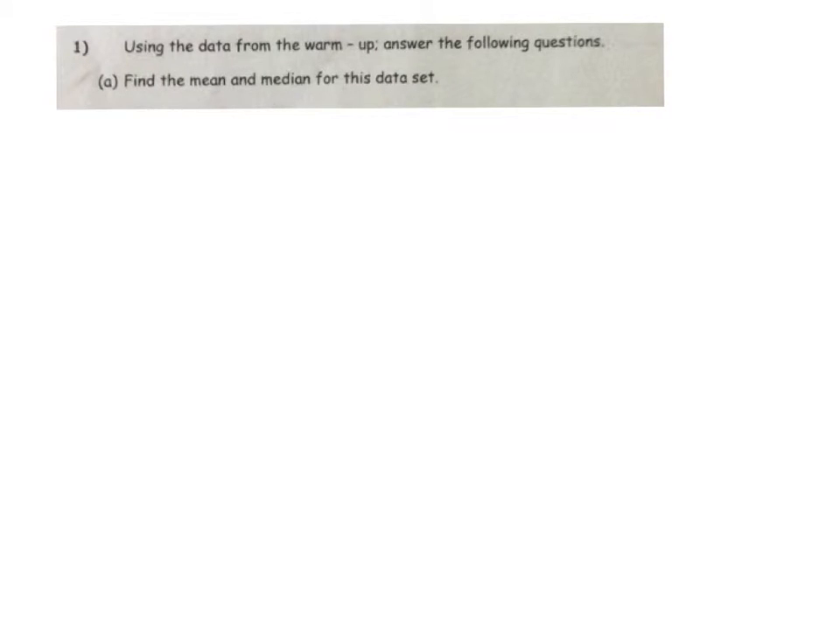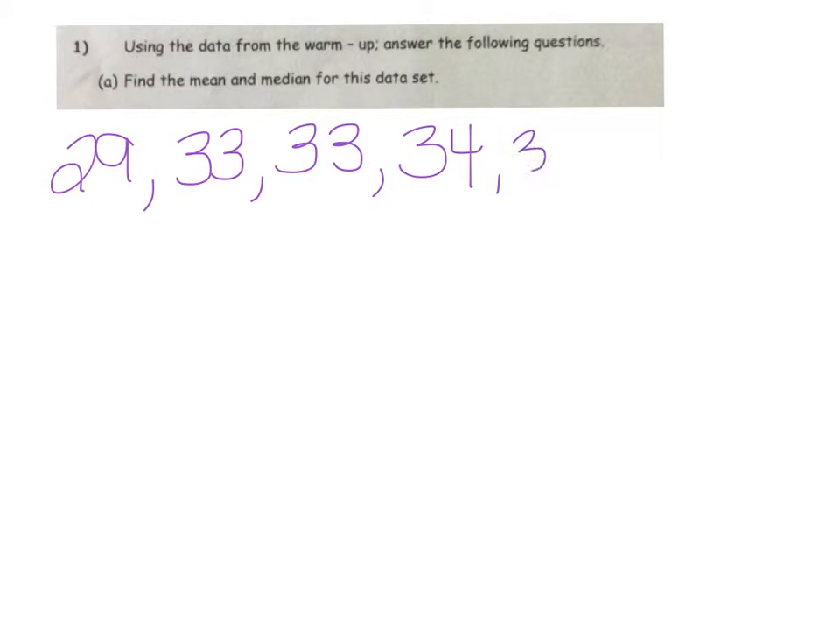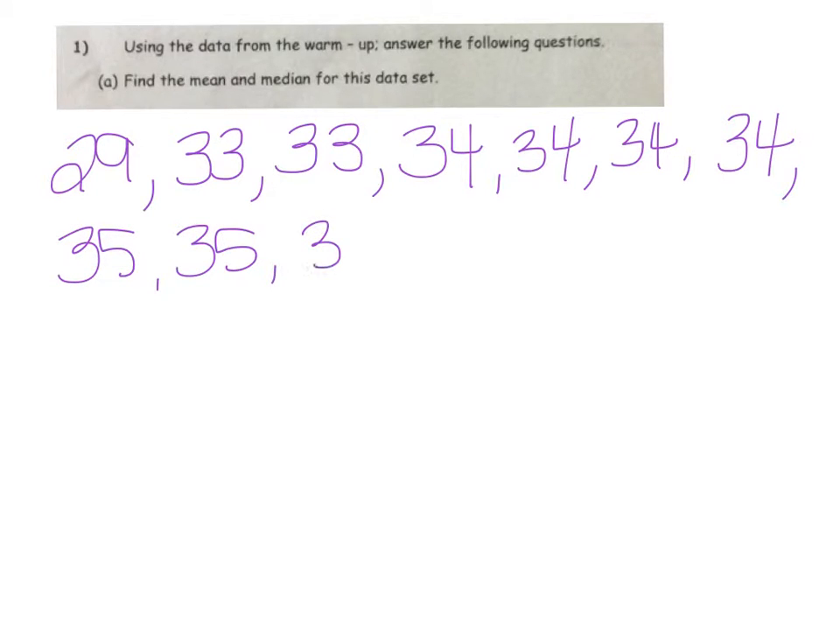The first car was driving at 29 miles per hour. The next speed we have is 33. How many cars were driving at that speed? If you look at the table, there were 2, so we're going to write 33 down twice. And keep going with me. We have 4 cars that were going a speed of 34, so I'm going to write 34 down 4 times. Then we had 5 cars going 35 miles per hour, so 5 35s.